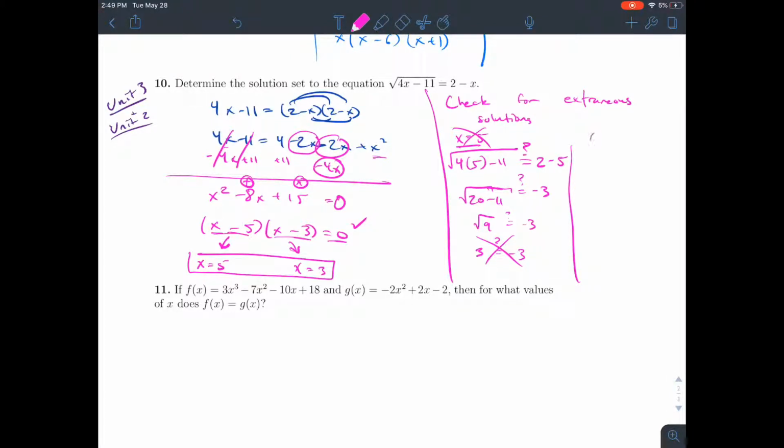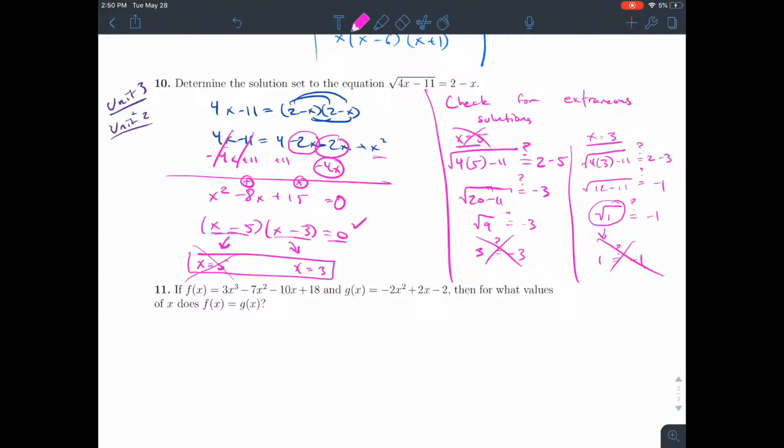Now we check x equals 3. So we get the square root of 4 times 3 minus 11 equals, and we're wondering if it actually does, 2 minus 3. This is negative 1. On this side we get 12 minus 11. We get the square root of 1, and we're wondering, is that equal to negative 1? But the square root of a number is a positive number, so we get 1 is equal to negative 1, which is not true as well.